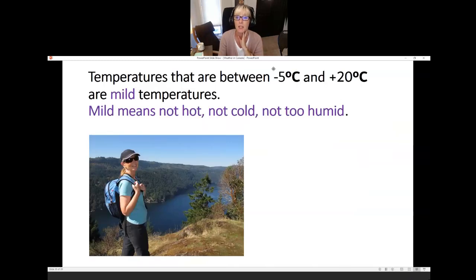Temperatures that are between -5 degrees Celsius and +20 degrees Celsius are mild temperatures. They're mild. Mild means not hot, not cold, and not too humid. Not hot, not cold, not too humid. This is mild. -5 to +20, mild.